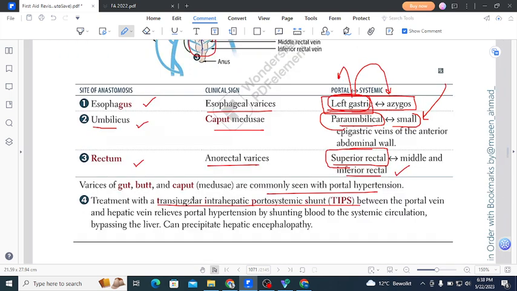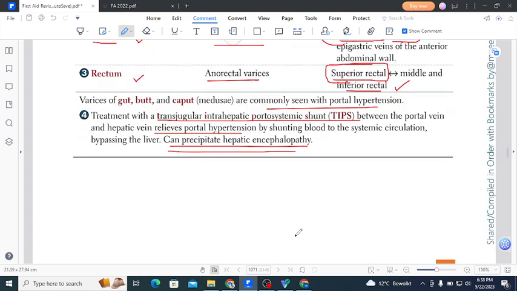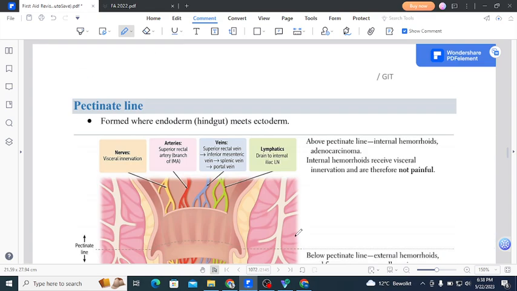The treatment with the transjugular intrahepatic portosystemic shunt between the portal vein and hepatic vein relieves the portal hypertension, but by shunting the blood to the systemic circulation bypassing the liver, it can precipitate hepatic encephalopathy because the blood is never entering the liver. The blood that was supposed to go into the liver is shunted directly into the hepatic veins and then directly into the inferior vena cava. So the urea cycle that was supposed to be running in the liver is bypassed. So the person can develop hepatic encephalopathy because of hyperammonemia.